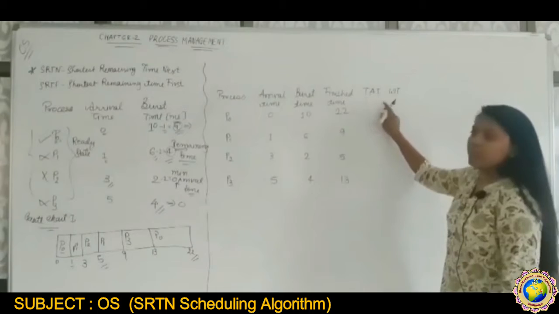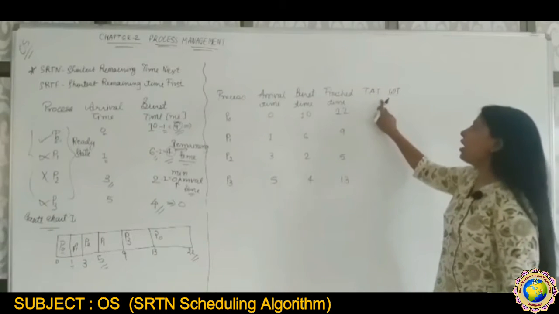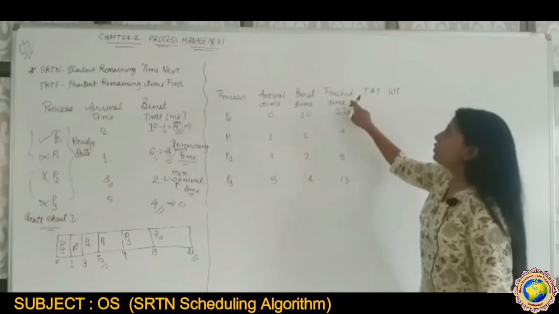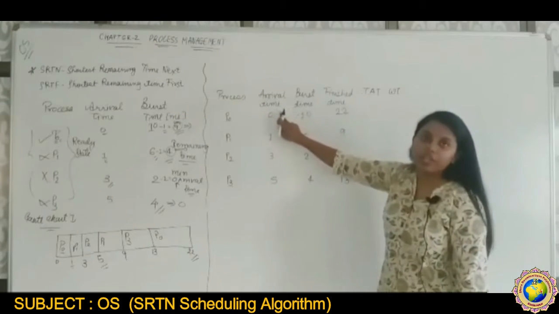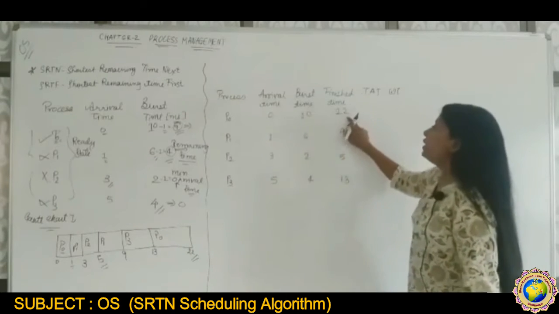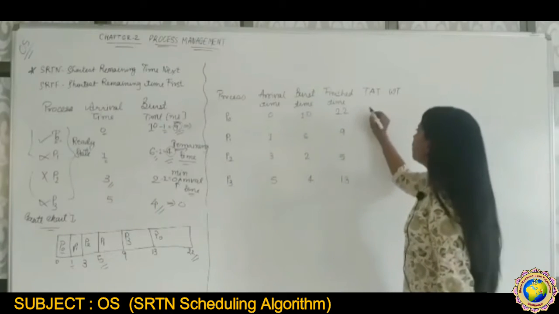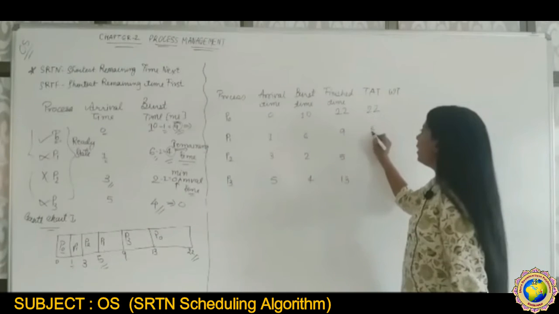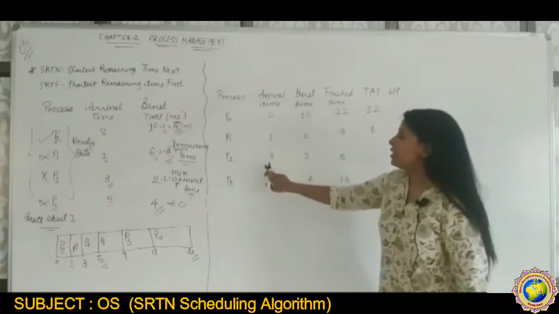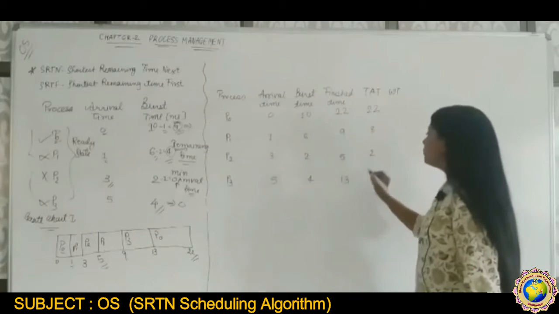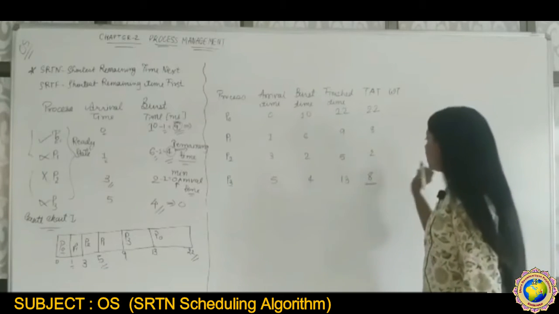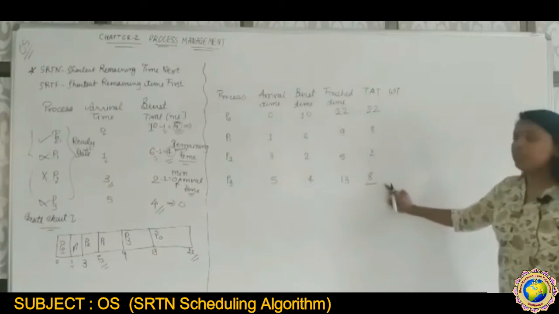Now turnaround time. As we know, turnaround time equals finish time minus arrival time. So 22 minus 0 is 22. 9 minus 1 is 8. 5 minus 3 is 2. 13 minus 5 is 8. Right? So this is about the turnaround time.